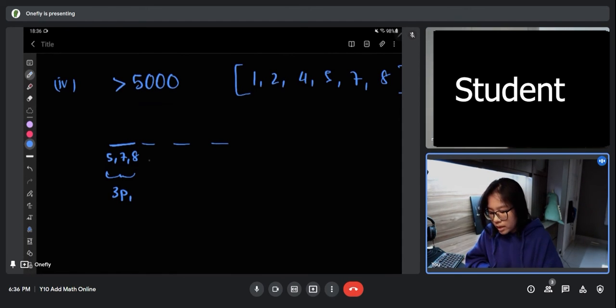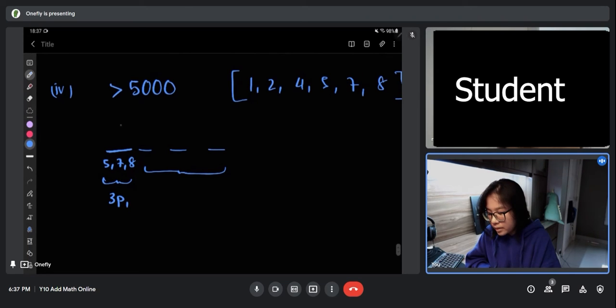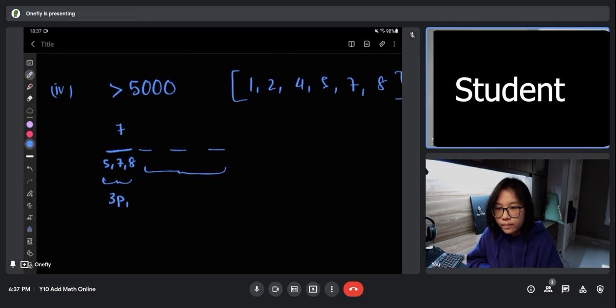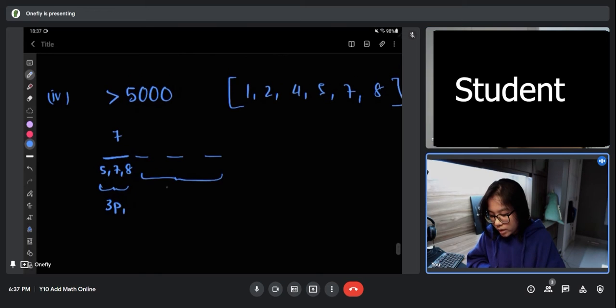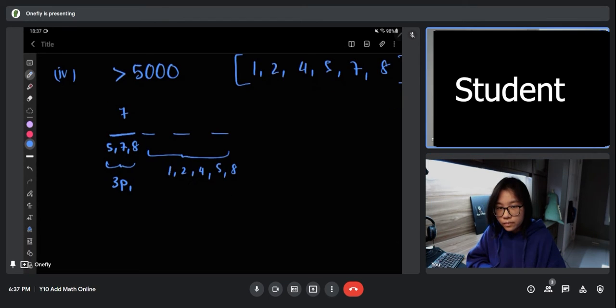Now, let's look at the next 3 slots. How many numbers are we left to fill in these 3 slots? Let's say I pick the number 7. Then what is left? 5 numbers. So it is 1, 2, 4, 5, and 8. And then what's the calculation for this one? 5P3.